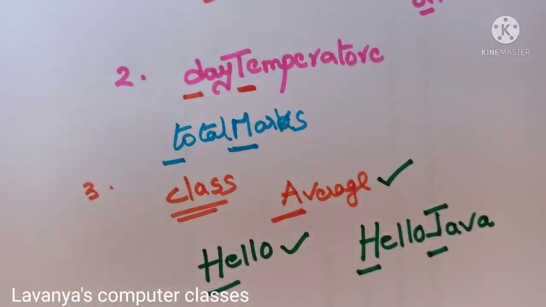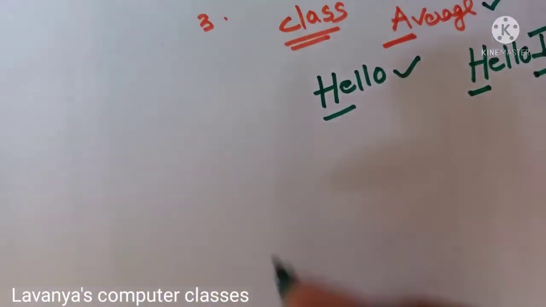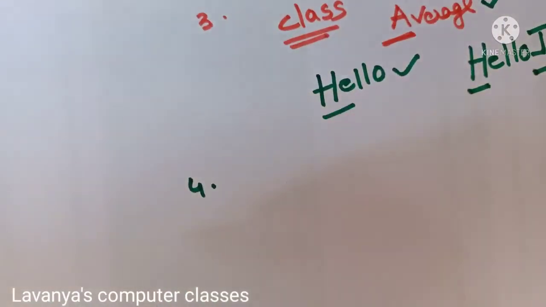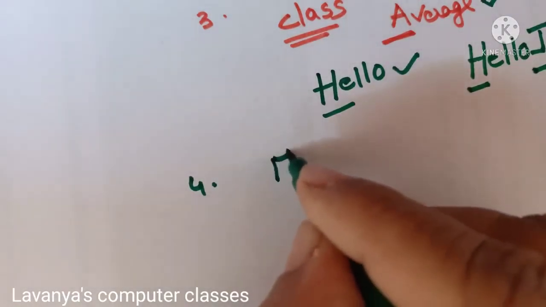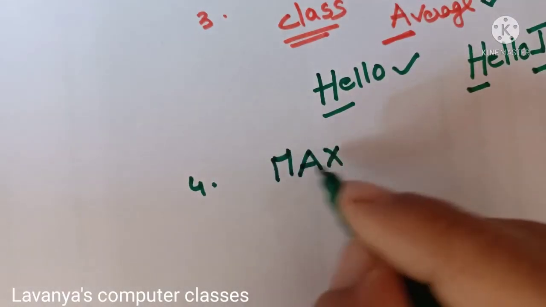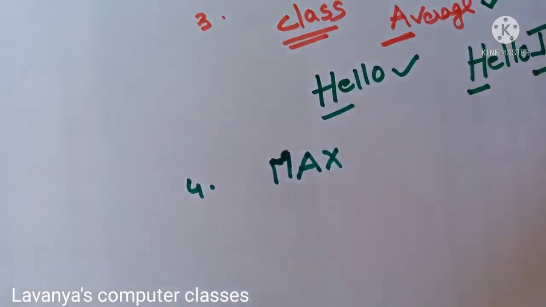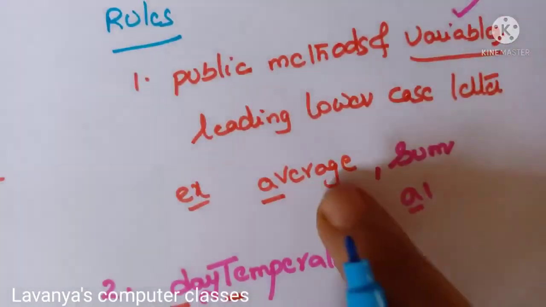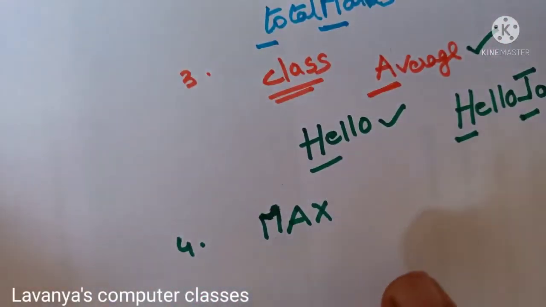Next one is variables that represent constant values. If you want to define any constant value, all the constant values must be in uppercase letters. For example, I want to give maximum marks 100. So MAX is my constant value. How can you give it? All letters should be capital. If it is a normal variable, all letters should be small letters like this. If it is a constant, all letters must be in capital.